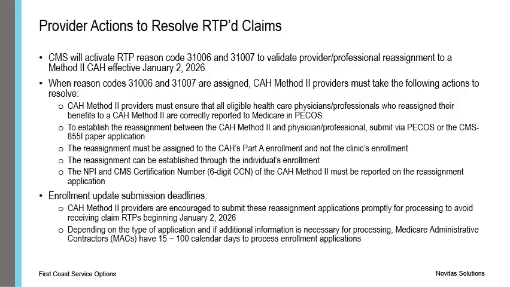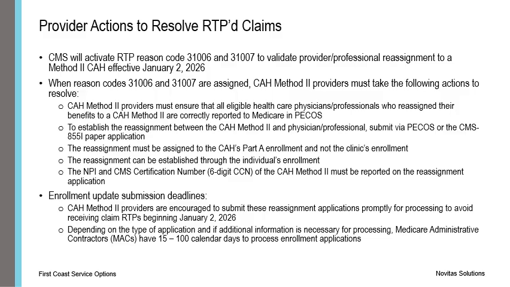The reassignment can be established through the individual's enrollment record. The NPI and the CMS certification number, that's your 6-digit CCN, of the critical access hospital Method 2 must be reported on the reassignment application.